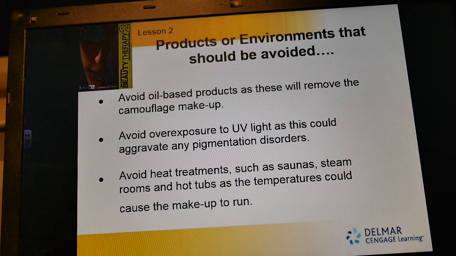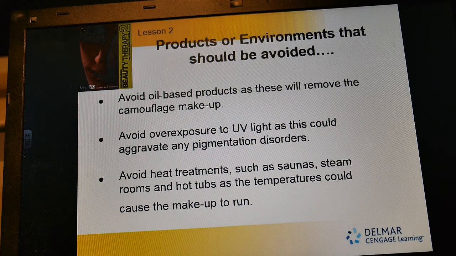Products and environments that should be avoided. So I've just talked about this. So avoid any oil-based products as they will dissolve and remove the makeup. Avoid overexposure to UV light because this can aggravate any pigmentation disorders. So that's something that you may need to make sure that they are having full-on sun protection or just avoiding too much exposure to UV light.